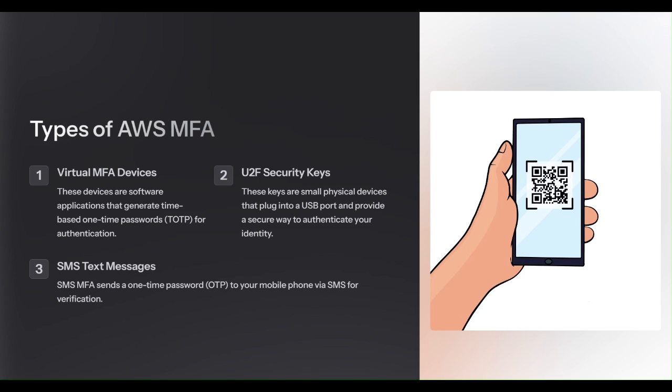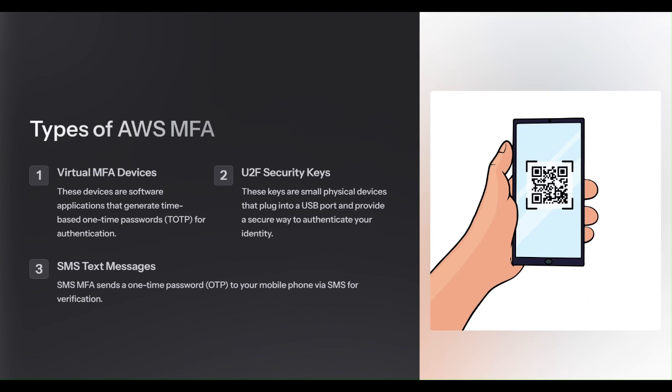Secondly, U2F security keys. These are hardware devices small enough to fit on a keychain that you physically plug into your device's USB port or use via NFC. They add robust security because the key needs to be physically present to log in. Well-known options include YubiKey and Google's Titan security key.